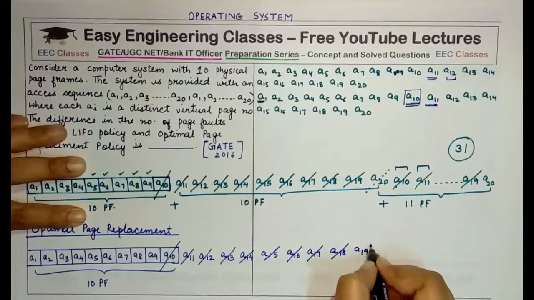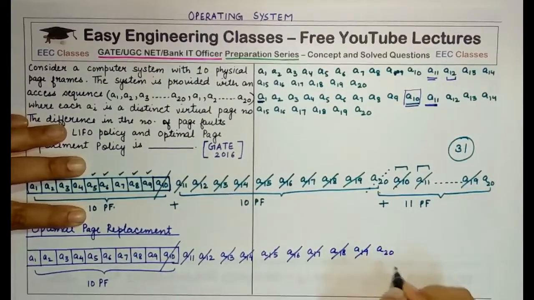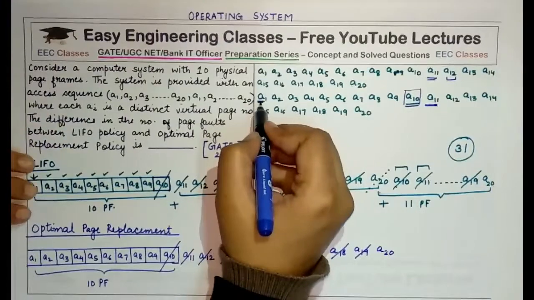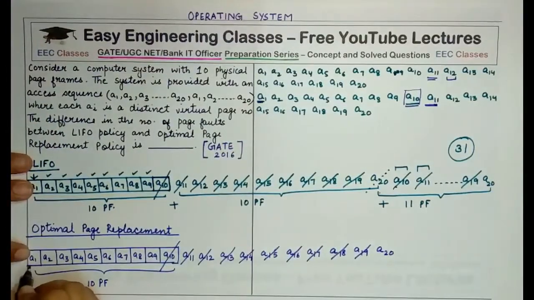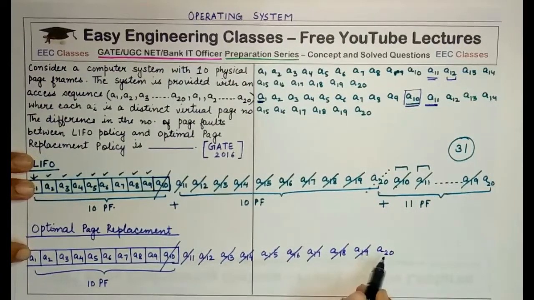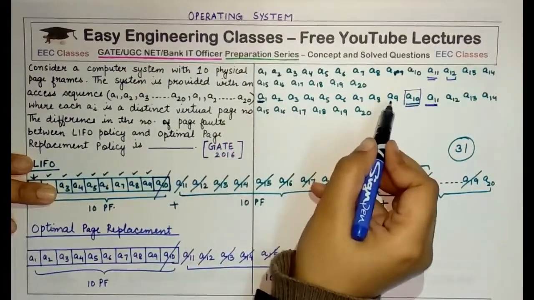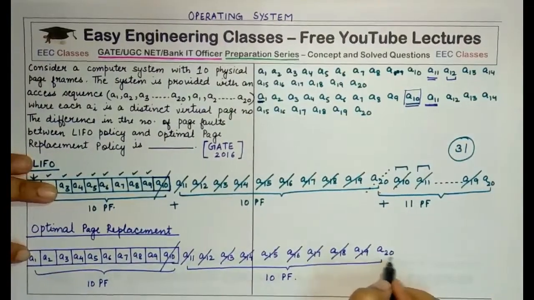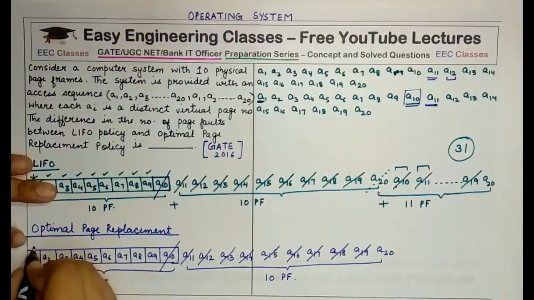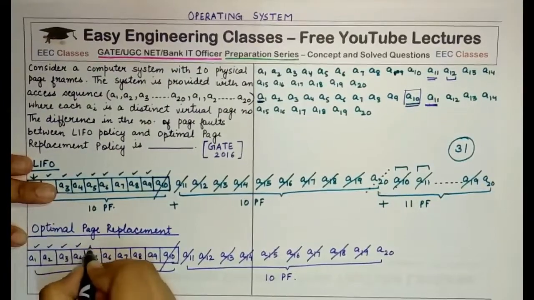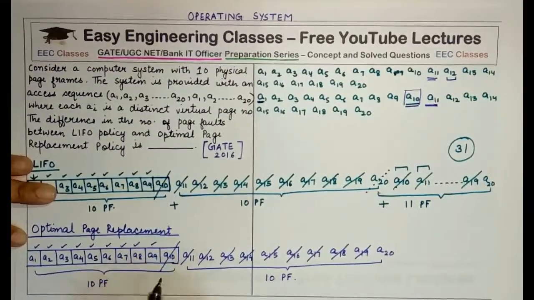A18, A19 and A20. Alright, now when we come back to A1, we see that this page is already present, so no page fault. Now each of these pages that we just saw, A11, A12 till A20, would cause one page fault each because they were not initially present, so a total of 10 page faults. Now A1 to A9 is already present and A20 is present. So A1 to A9 would not cause any page fault because they are already present in the memory.